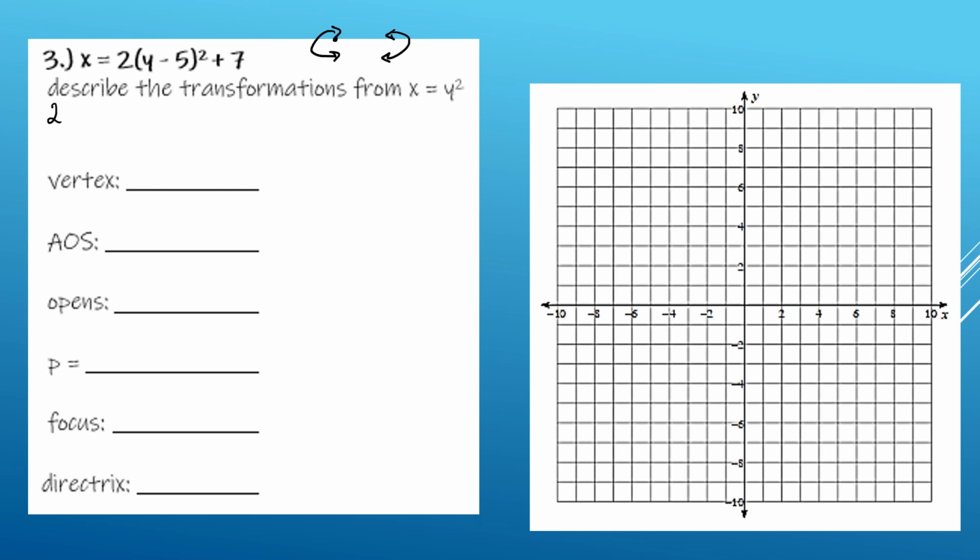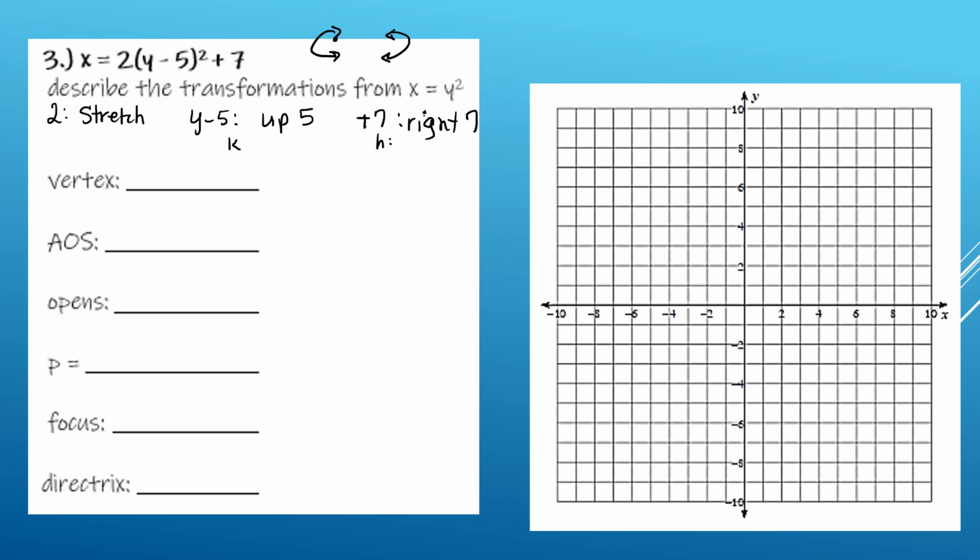Our a value in the front, the 2, tells us that we will have a stretch, and in this case it would be a horizontal stretch, so we're going to make it nice and skinny going out to the left or to the right. We have y minus 5 in parentheses, so we're going to do the opposite of what this says, and it's with the y value, so that means in this case we're going to go up 5. The plus 7 on the outside would be the h value of your vertex, and that tells me that we are going to travel to the right 7.